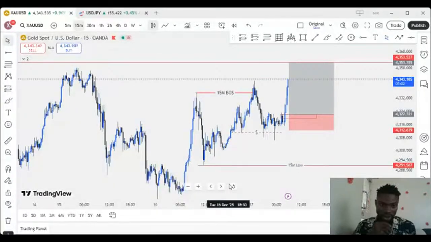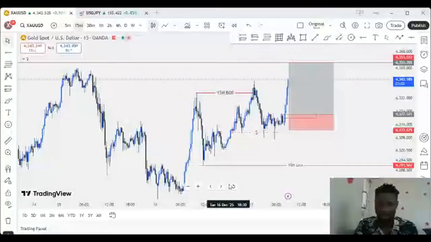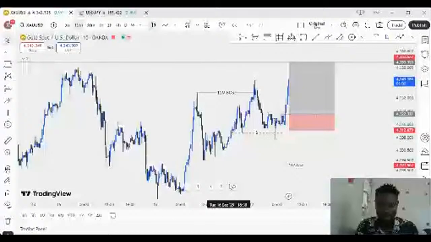It's already approaching my TP. Gold did not give us another entry again. We are still holding on. Gold is very crazy.